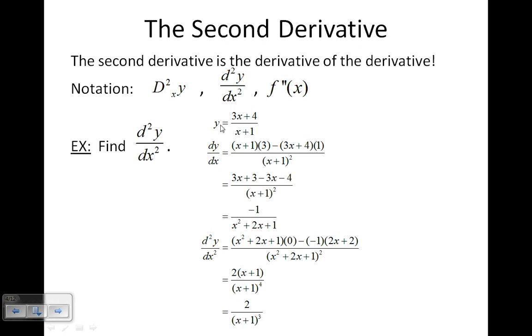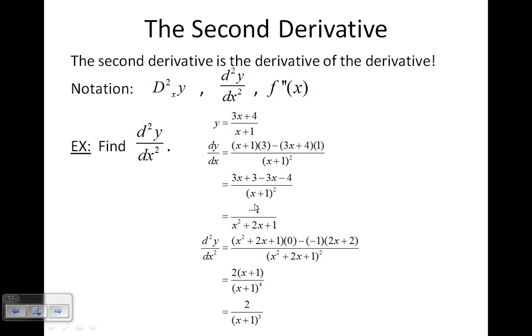So for my example here, it says y is this fraction, and I'm looking for my first derivative. I use my quotient rule. I won't go through the whole thing. So here's the quotient rule, it simplifies down to this. And now that I have my first derivative, I go ahead and take the derivative again. So here, looking at this fraction, it's another quotient. So I'm going to do the quotient rule again.